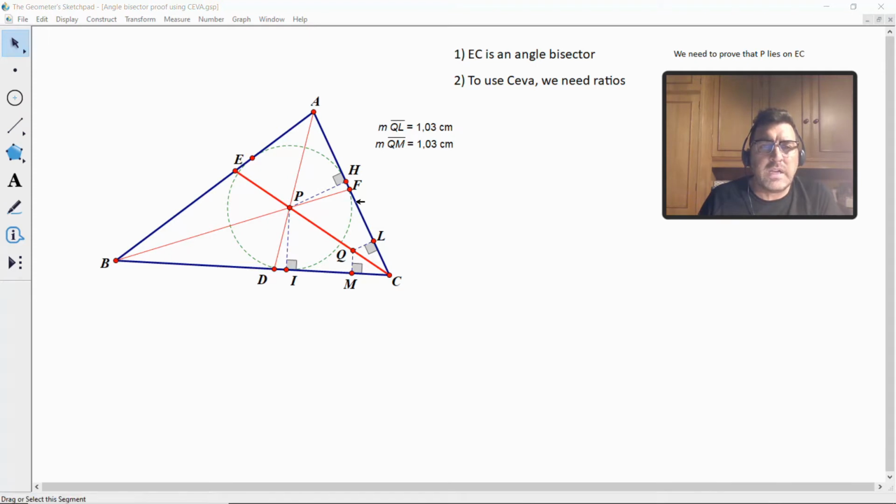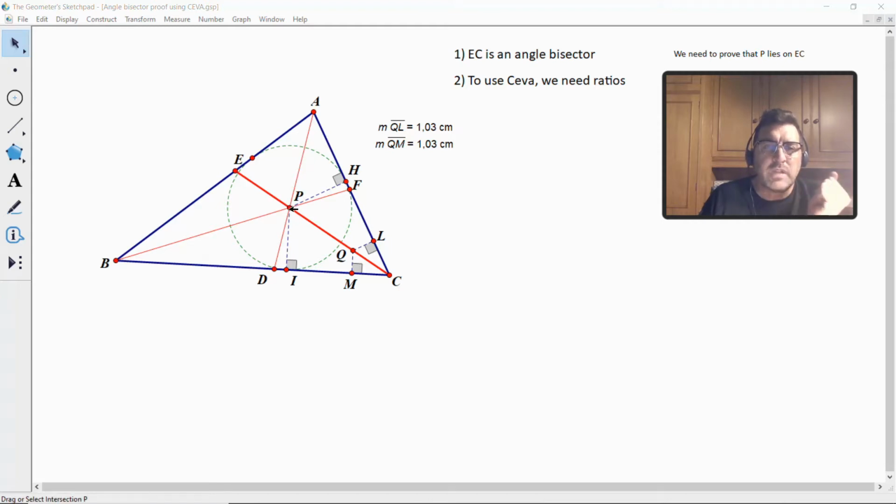then BH, or B, which one is it? BF. That is the angle bisector of angle ABC. I found the point where they intersect, and that's point P. So what the problem is now, we've got two angle bisectors. We've got the point where they intersect.